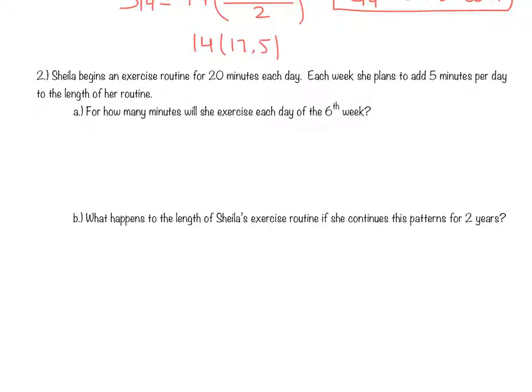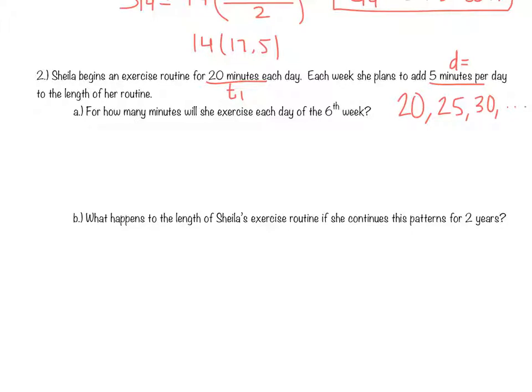So the first week, each day, looks like there. So it tells us that our first number is 20. And then each week we're going to add 5 minutes. So this ends up being t sub 1, our first term. The 5 minutes per day increase ends up being our d, because that's the common difference. So I know that the next week would be 25, and the next week would be 30, and so on.